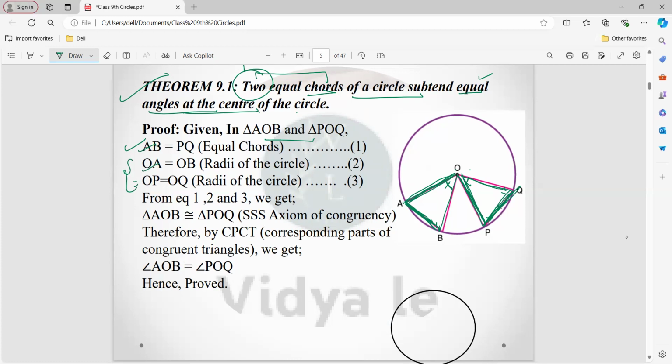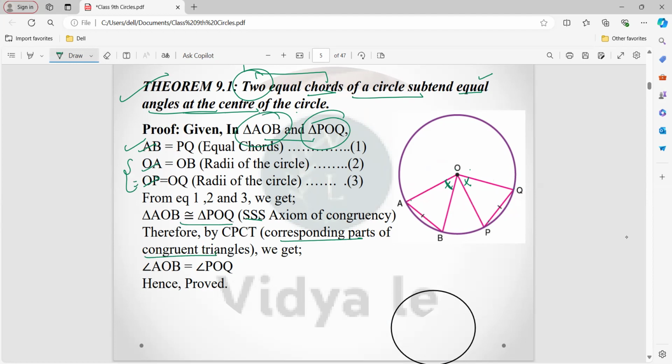Now, using 1, 2, and 3, we can say that these 2 triangles are congruent to each other, right? Because all the 3 sides of one triangle are congruent to all the 3 sides of the corresponding other triangle. So triangle AOB is congruent to triangle POQ by side-side-side congruency. Now, we know that when 2 triangles are congruent, their corresponding parts are also equal. So these are the corresponding parts of the congruent triangles.